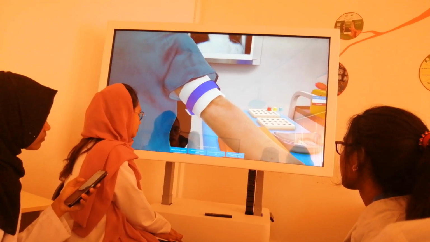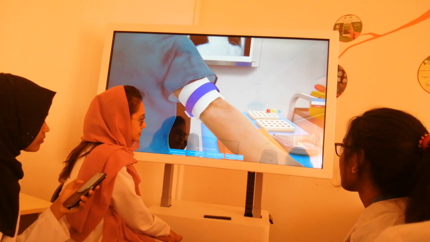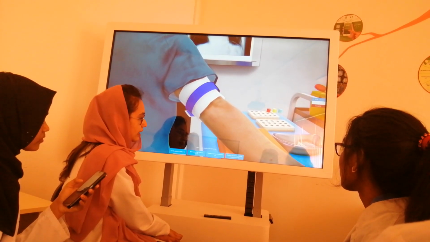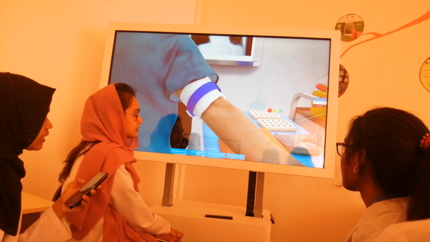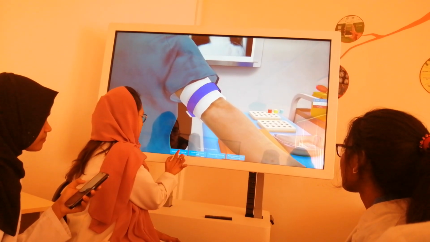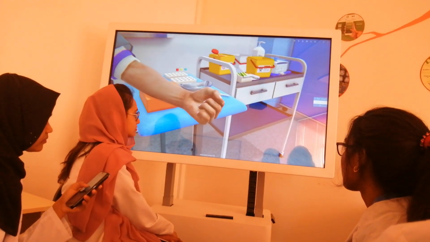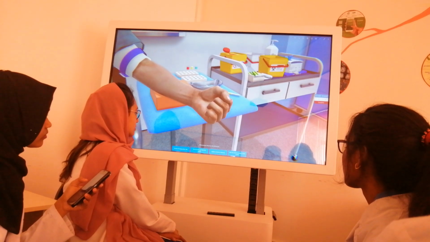Ask the patient to make a fist. Remove the cap from the needle. Treatment of venipuncture site. Apply an alcohol wipe to the venipuncture site. Ask the patient to make a fist. What process should be the following?